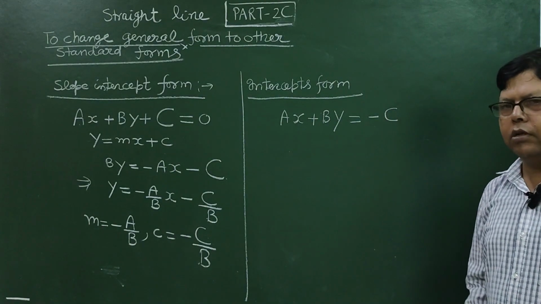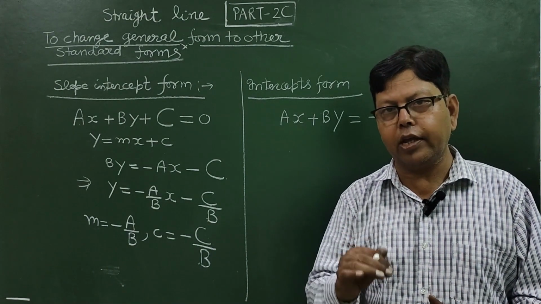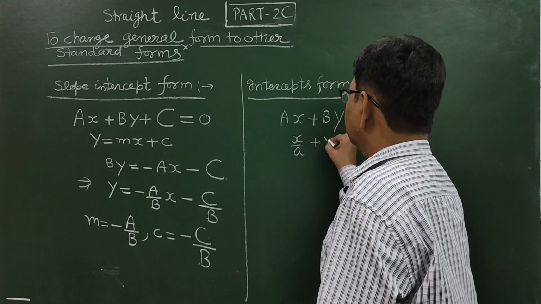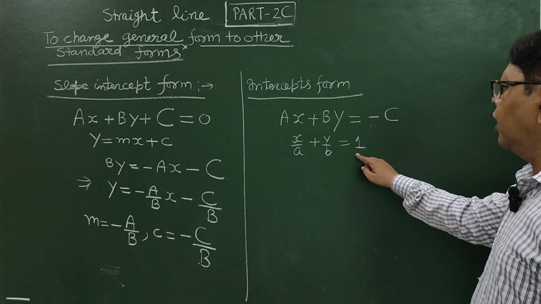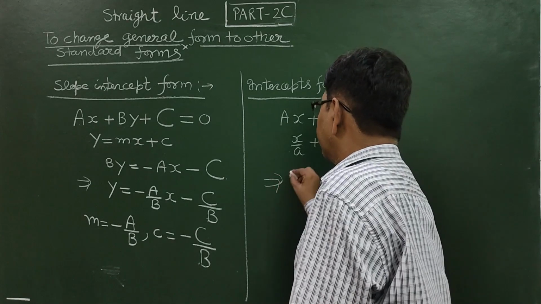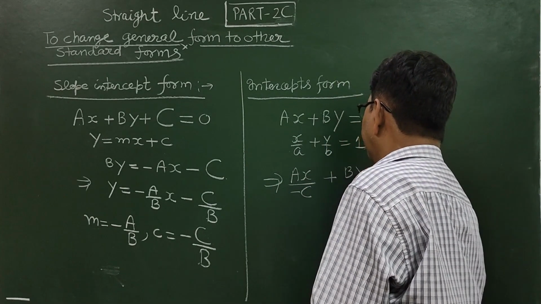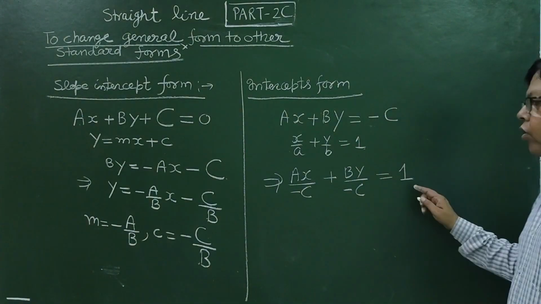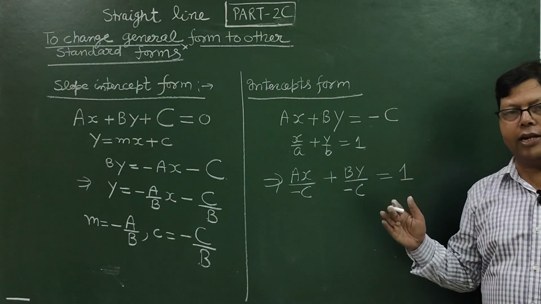Now in the intercept form, we have 1 in the right hand side, x upon a plus y upon b is equal to 1. To bring this equation in this form, now we will divide by minus C. So we get Ax upon minus C plus By upon minus C is equal to 1. So we have brought 1 in the right hand side.